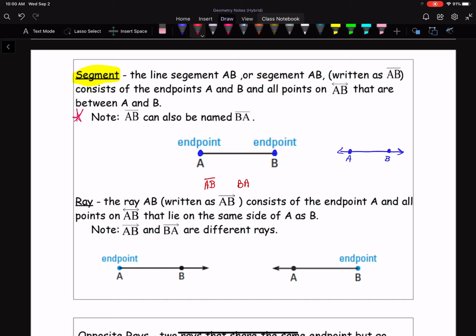Here we go. So we have line segment AB. So I just draw a line segment. No arrows, because that's what a line segment does. It starts and stops. No arrows. Or BA, they are saying the exact same thing.